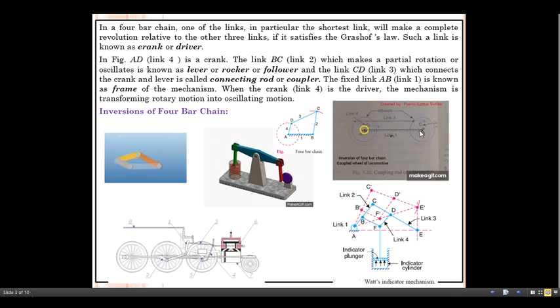The link AB acts as the fixed link here, and link AD acts as the first crank. If you look here, whatever rotation comes from link number 4, the same rotation is obtained by link number 2. The name given for this is double crank. In this mechanism, link AD and link BC have the same length, so they act as cranks and are connected to respective wheels.